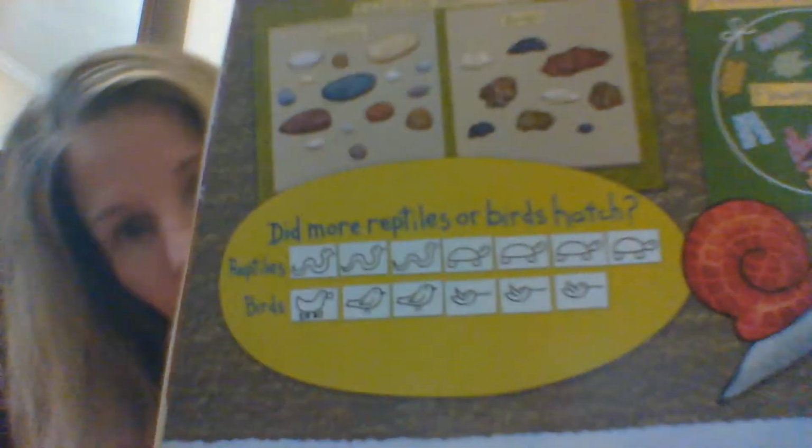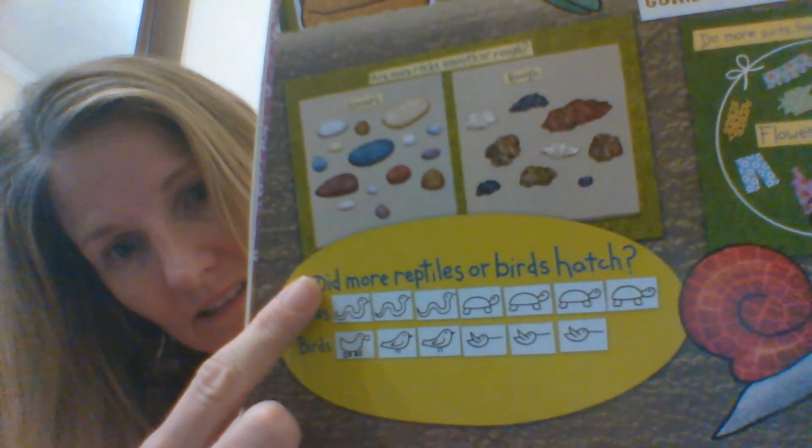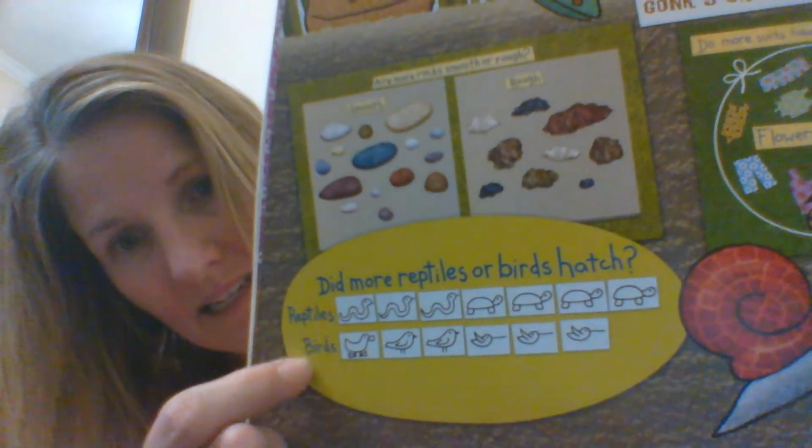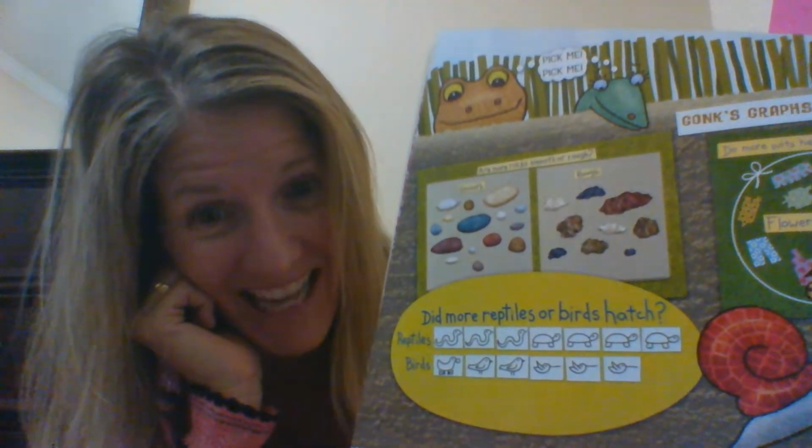Do you remember what type of graph this is? Let's see. It has a title and it has two choices. Our title is, did more reptiles or birds hatch? And it has reptiles and it has birds. It has pictures. What do you think? Yeah, it's a pictograph, right? It has its labels and it has its title and it has its data in terms of pictures.